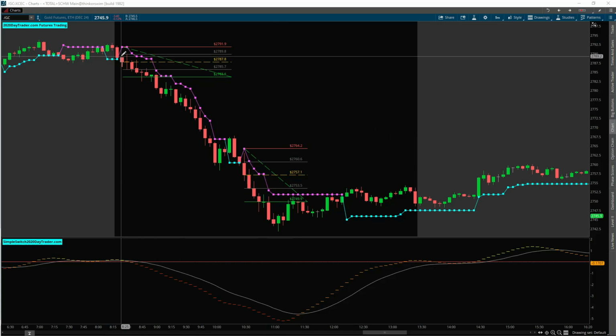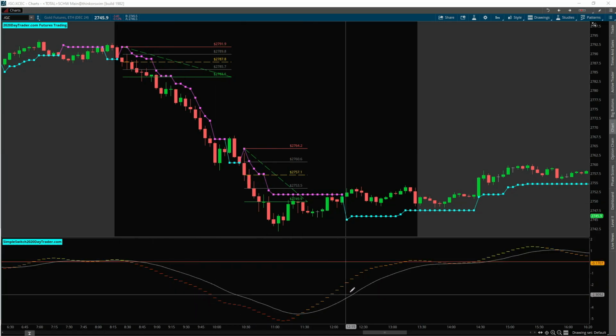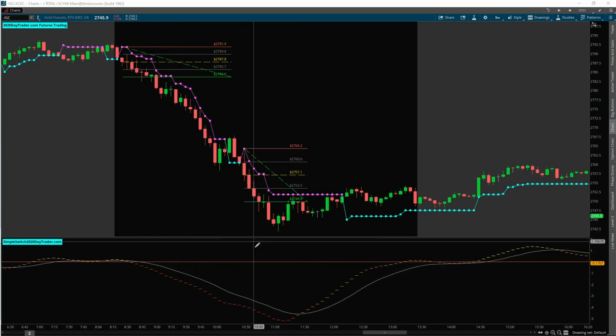These boxes right here, these green and purple boxes, these teal and purple or whatever, that is my indicator. And then down here is my other indicator, which is my permission. The top one I call my trigger. The bottom one I call my permission.